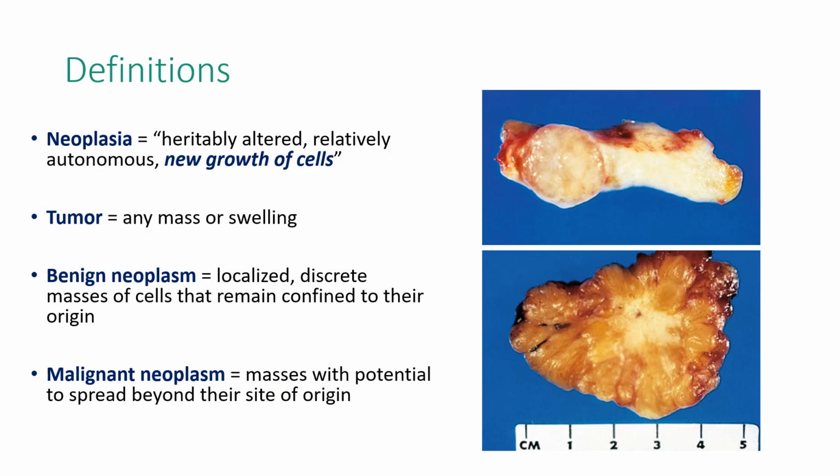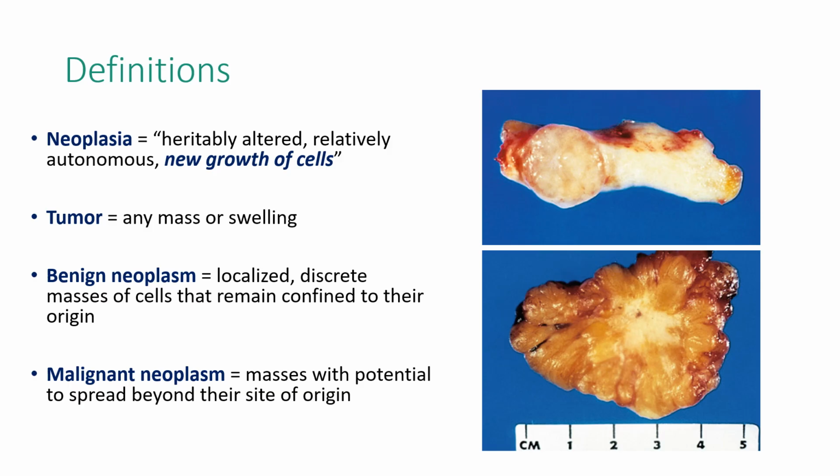So neoplasia means new growth of cells. But the key phrase here is heritable, relatively autonomous. So these cells aren't just reacting to injury like hyperplasia might. They've picked up genetic changes that let them keep going. Tumor. A tumor is simply a mass or swelling. Important point though, tumor does not automatically mean cancer. It's a shape structure term, not a behavior term.